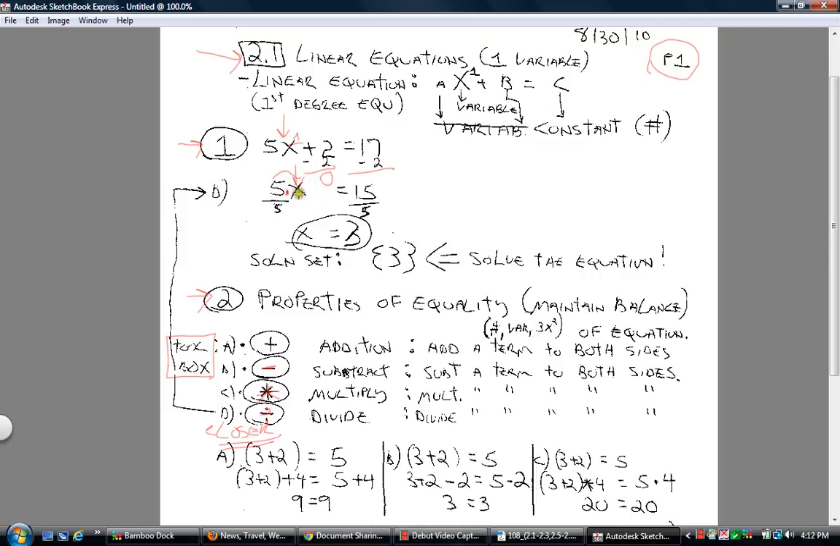Well, we have 5 times x. How do you undo multiplication? Guess what the answer is? The closer, division. So if I divide both sides by 5, remember you must always maintain balance. Whatever you do to one side of the equation, you must do to the other side. Why divide by 5? Because anything divided by itself, 5 divided by 5, is equal to 1. So 1 times x equals 15 divided by 5, and you have 3. Final answer, x equals 3. For the solution set, you put the brackets, you put the 3 in, and you've got it.